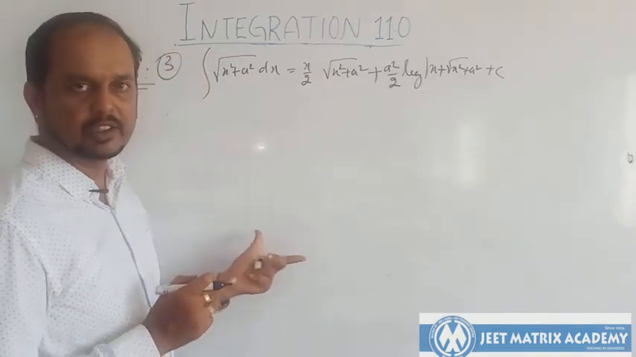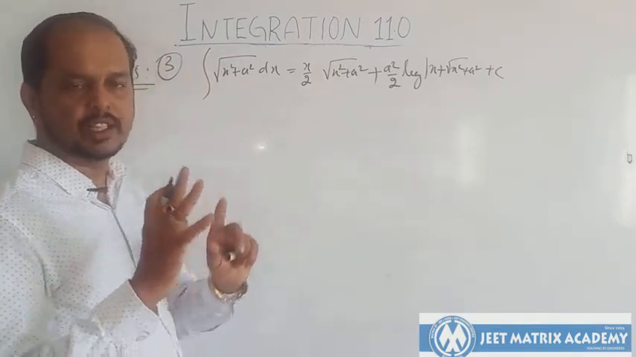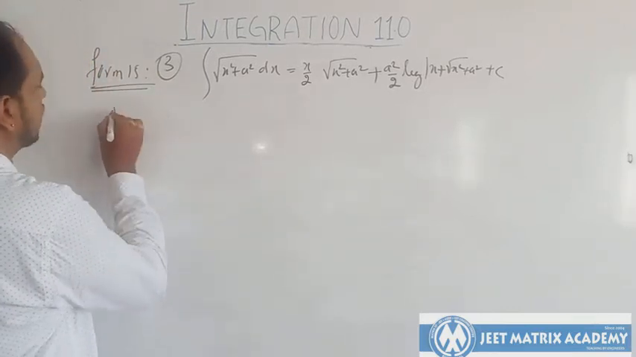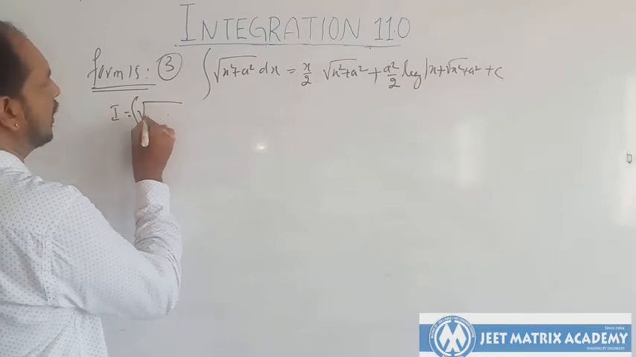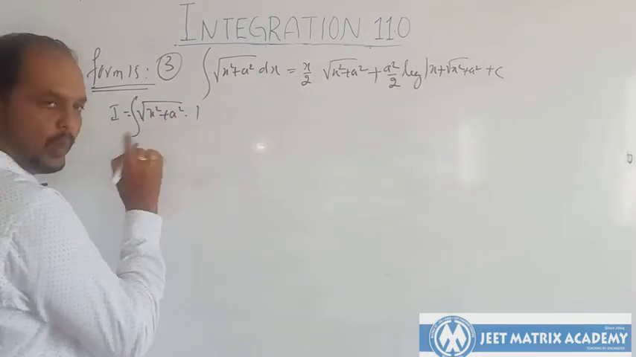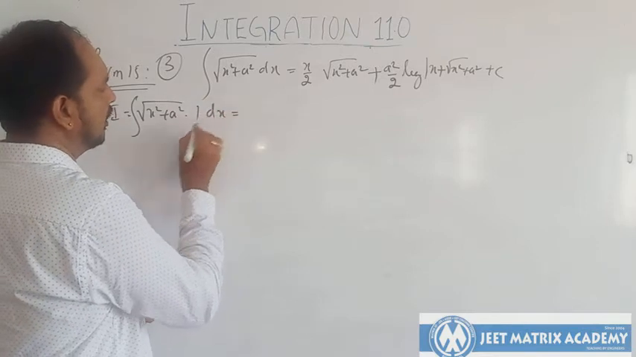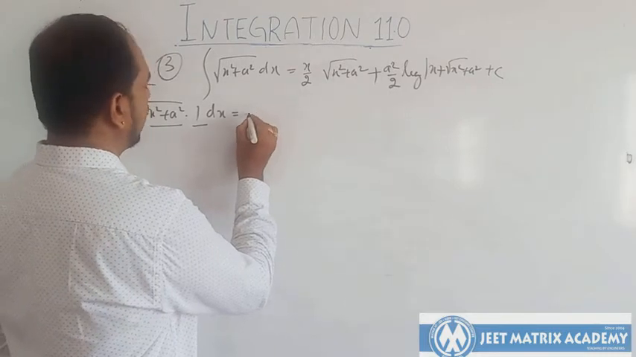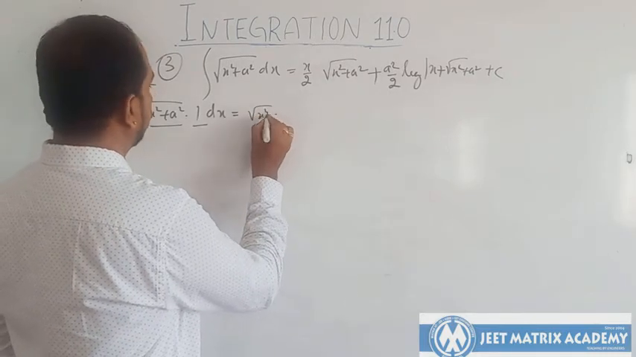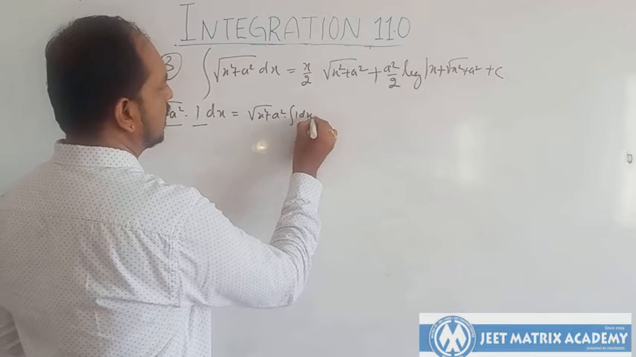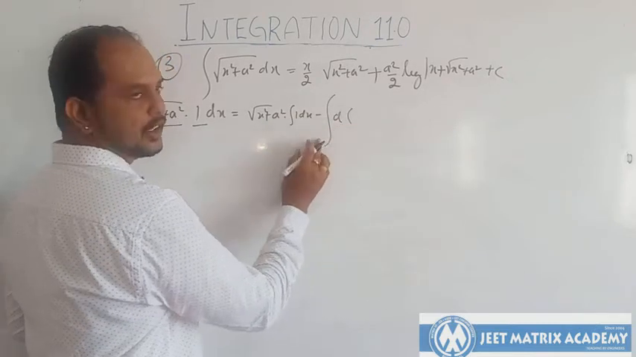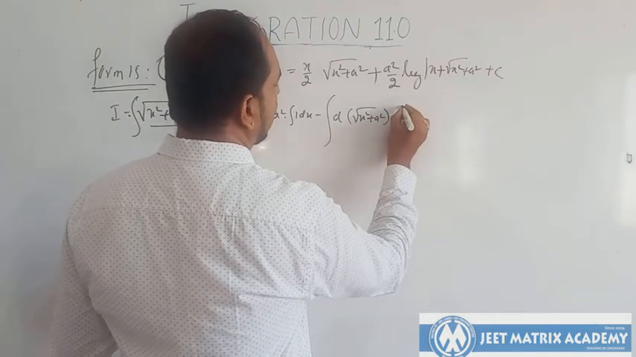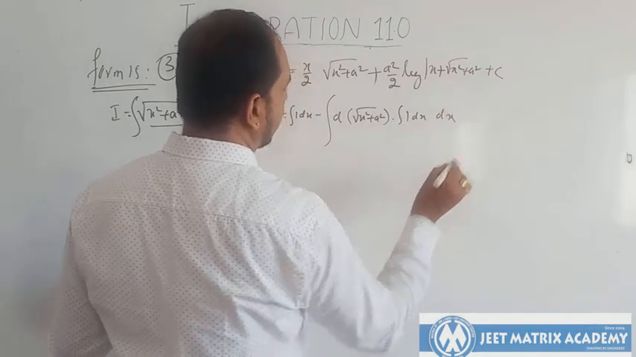Then understanding the concept matters to solve a variety of complex problems. Now the same concept repeats. Consider I equals the integration of root of x square plus a square into 1 dx. Now follow, this is the first function, this is the second function. So it is root of x square plus a square times the integration of 1 dx, minus the integration of the differentiation of the first function, that is x square plus a square, into the integration of 1 dx, into dx.